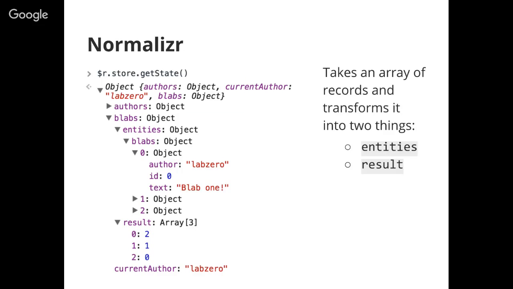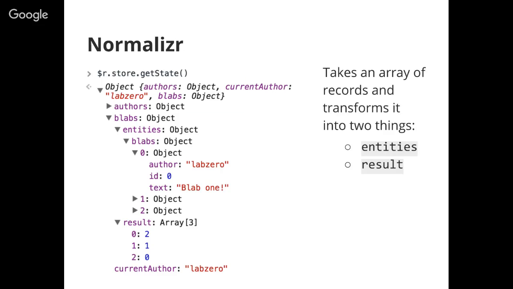It takes an array of records and transforms it into two separate things, entities and result. This makes it so we don't have to iterate anymore. If we need to find the order of our blabs, then we just look at result, which is an array of IDs, 2, 1, 0. If we need to access a specific blab, we take a look at our entities object, which has index 0, 1, 2, each one of which is an object. So now instead of having to iterate to find the correct one, we've just done it once and we're good.